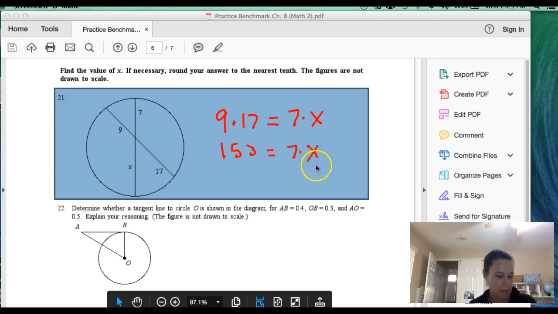Divide both sides by 7, and you're going to get an approximation because we have a decimal. So we're going to say x is approximately, and it's 21.85, so we'll do 21.9. 85 rounds up to 21.9. All right, going on to the next one.